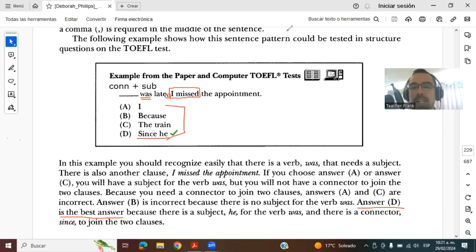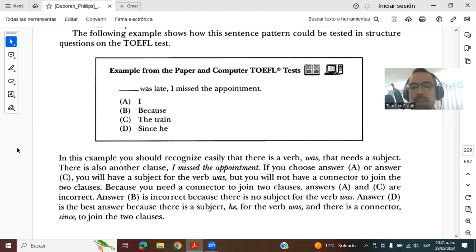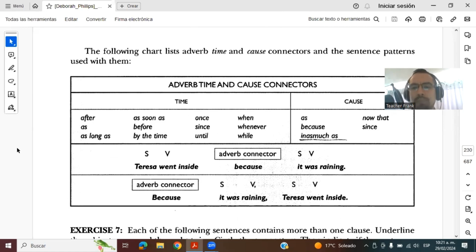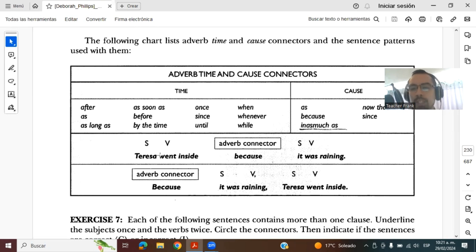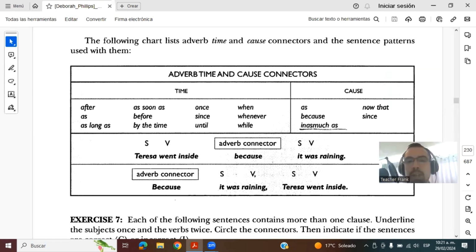So I think the complicated thing here could be figuring out the vocabulary for the conjunctions or the connectors, because some people may say, what? Since is a connector? But it is. Let's check out some of these connectors because some of them are a little bit weird. And I'm going to help you out with them.